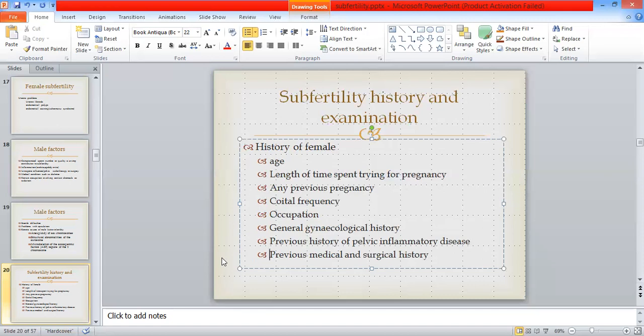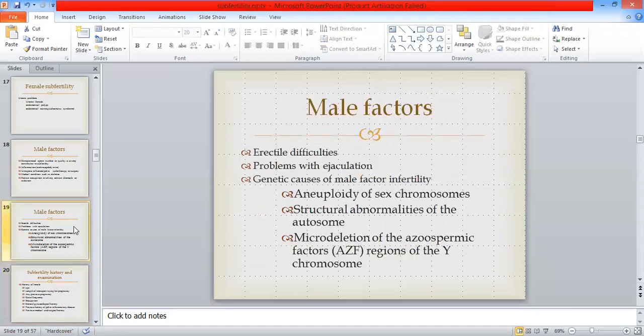Now, what points will you ask from the male partner? Male factor. Which points will we ask in the history from the male partner, what male factors are involved in patients having subfertility? One thing is erectile difficulties, that the male is having problems in doing coitus. They have erectile dysfunction, meaning no proper erection. So they have quite a problem.